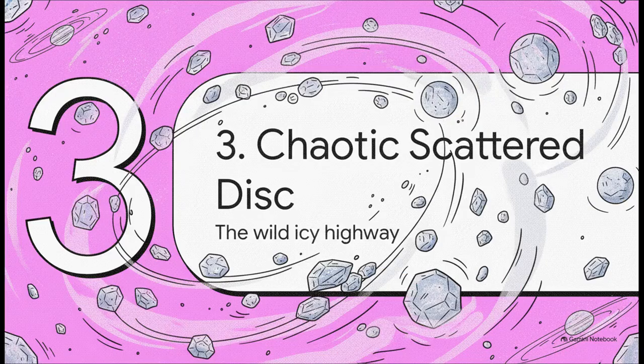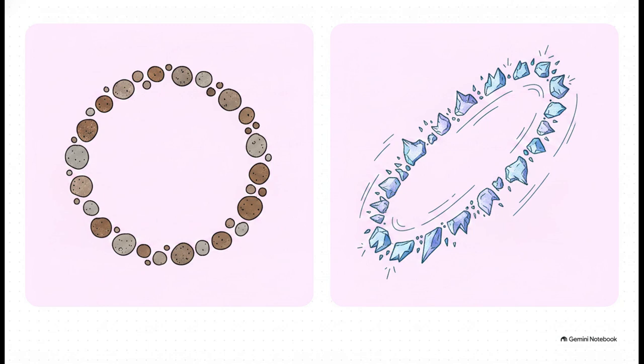Part 3. The chaotic scattered disk. Welcome to the wild, icy highway. As we travel further out from the Sun, we start seeing a massive contrast between two completely different populations of icy worlds. On one hand, you have the classical Kuiper belt, sometimes called cubewanos, which generally behave themselves on near-circular, relatively flat orbits. But on the other hand, you have the wild, scattered disk.